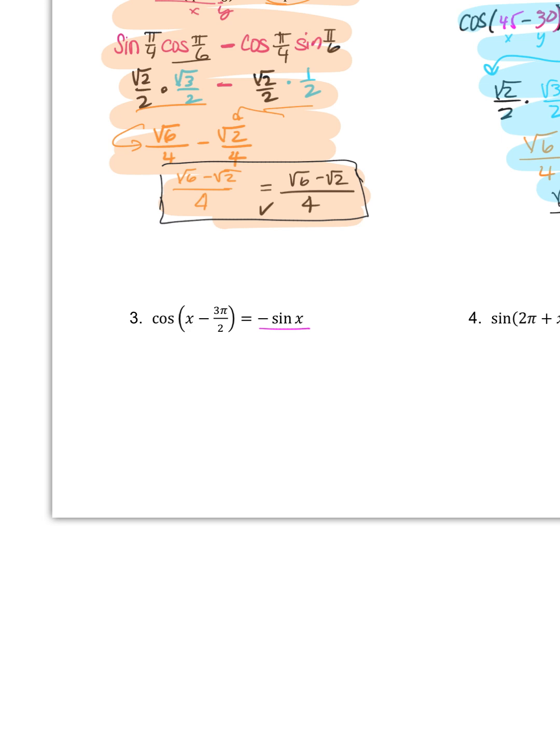So let's see how we can figure out what we need to do. We're going to use the same idea. I have an identity when I have the cosine and I'm subtracting two things. So if I have a cosine and I'm subtracting x and y, I know it's going to be cosine x, cosine y.